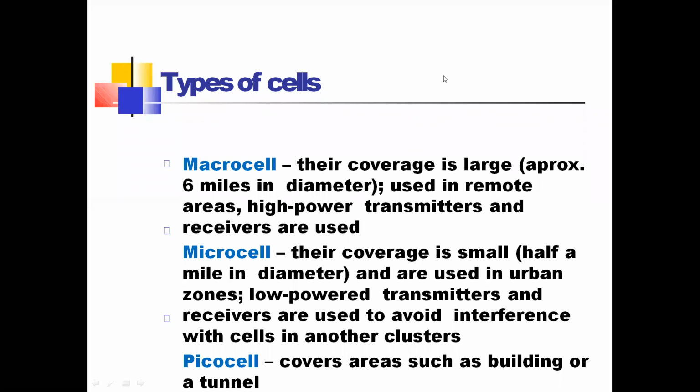Microcells are used for smaller areas, that means areas half a mile in diameter. For this, we are using low power transmitters and receivers.